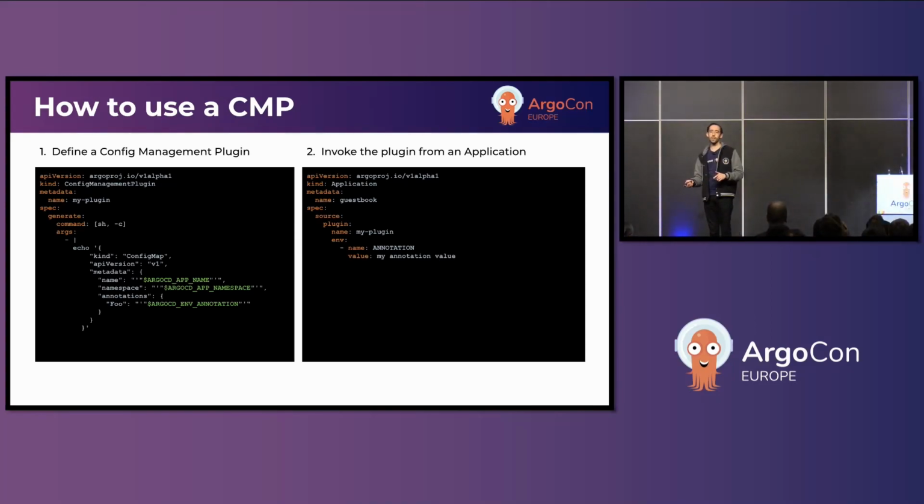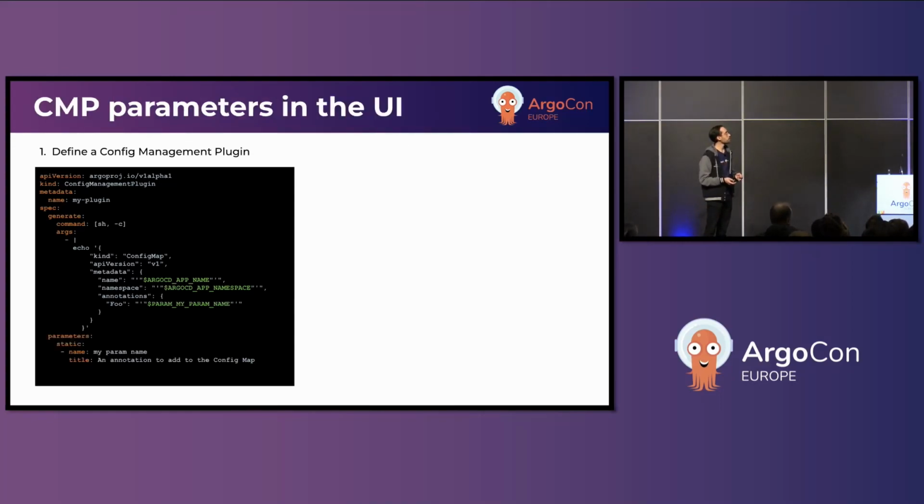On the right side, you actually use the plugin. You can set the plugin name and then pass it an environment variable. And we prefix the annotation there with Argo CD env for security purposes, to keep people from just setting arbitrary environment variables. But that's how the communication occurs.